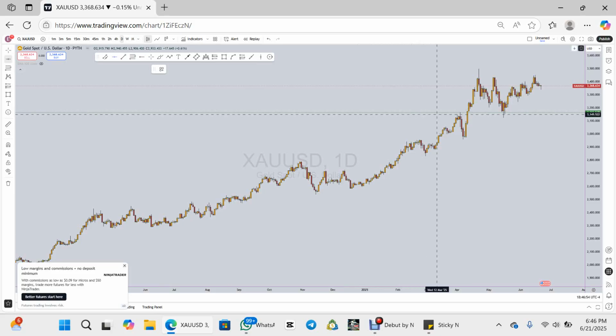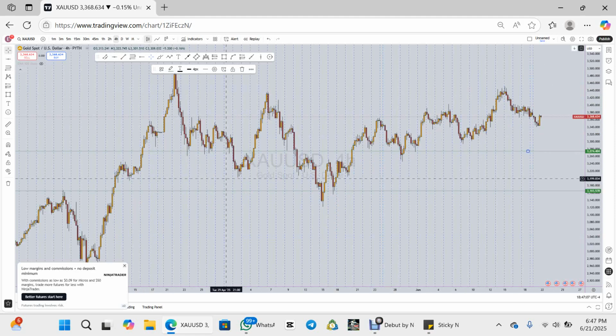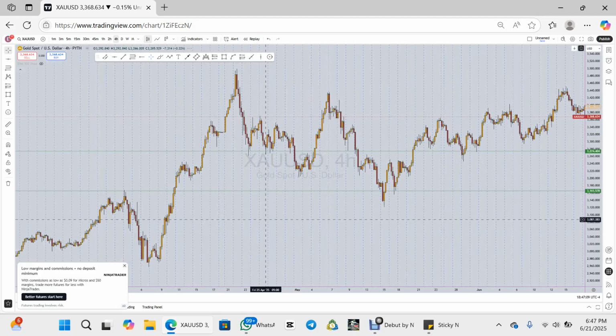So mark your support and resistance zones. What are support and resistance zones? Points in the market where there are multiple touches. Okay, so you can use your daily time frame, you can use your 4-hour time frame to have a very clean view. Make sure that the one you're drawing is relative to the current market.